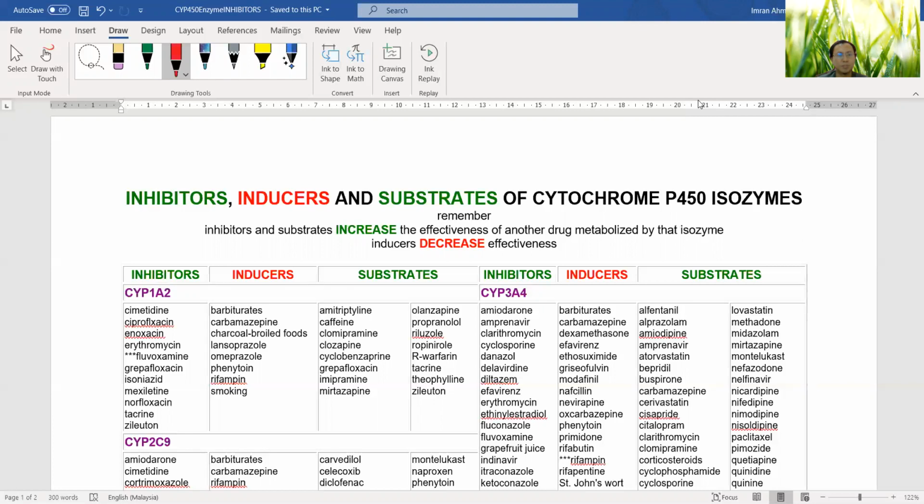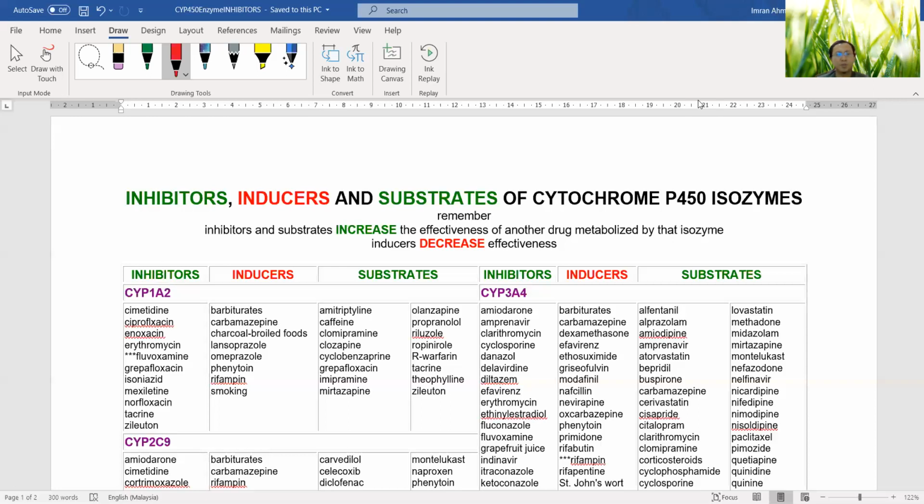For example, we have amitriptyline, which is an antidepressant. We have caffeine, clomipramine, an antidepressant. Amitriptyline is a tricyclic antidepressant, and clomipramine is again another tricyclic antidepressant. We have clozapine, an atypical antipsychotic. We have cyclobenzaprine, ciprofloxacin, an antibiotic. Imipramine is a tricyclic antidepressant. Mirtazapine, olanzapine, propranolol, and a list of drugs.